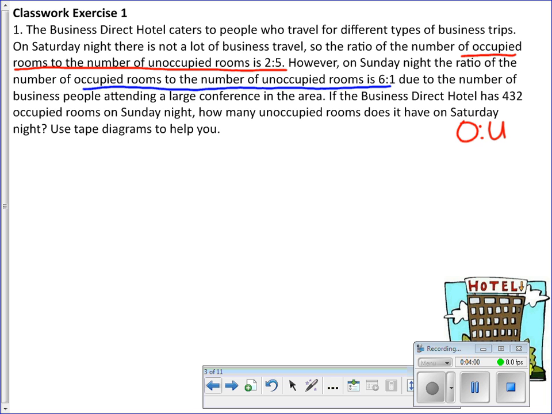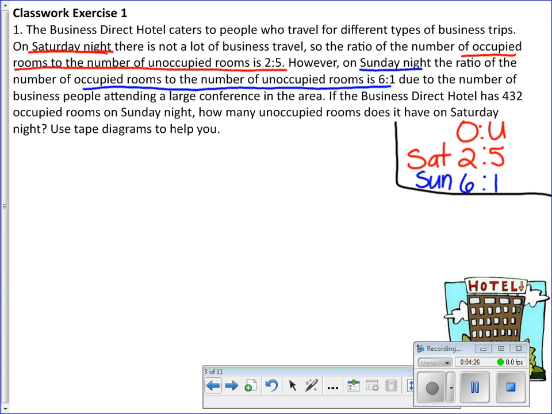So my first ratio we found was 2 to 5. The second ratio was 6 to 1. What does the 2 to 5 represent? 2 to 5 is Saturday night. Right, so we have Saturday night. And 6 to 1 is Sunday night. So that's our information that's going to help us.